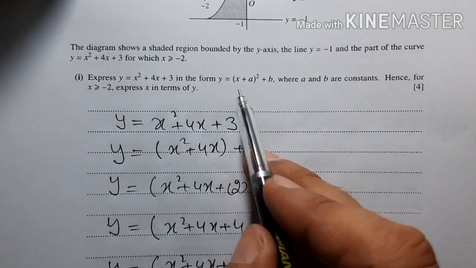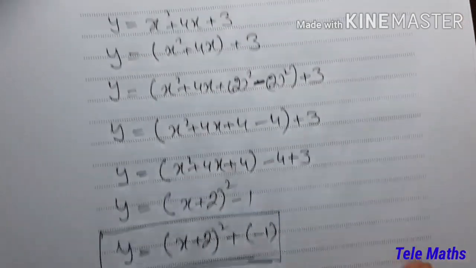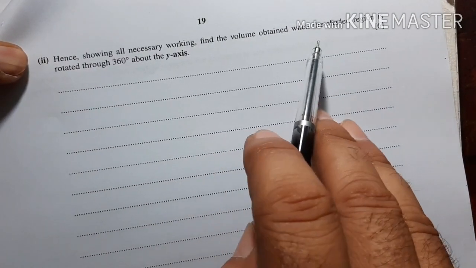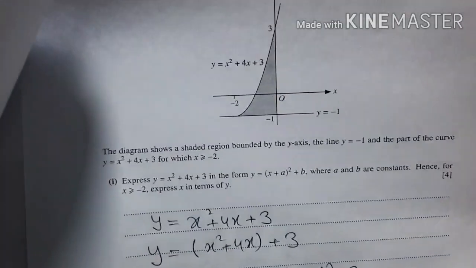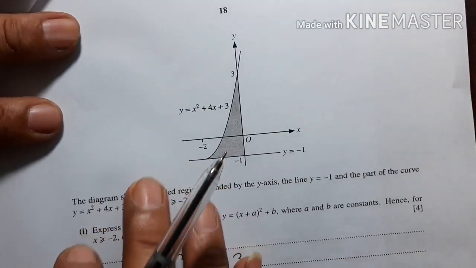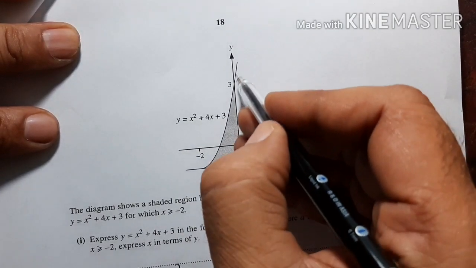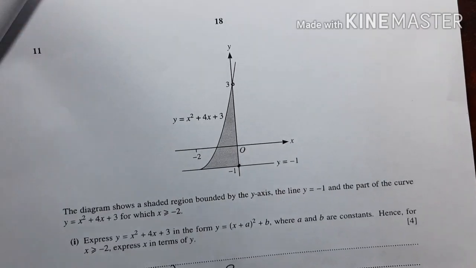If you see (x + a)² + b, this is (x + 2)² + b. This is part 1. The second part is: hence, showing all necessary working, find the volume obtained when the shaded region is rotated 360 degrees about the y-axis. So we need to rotate this shaded region about the y-axis. We need these boundaries, -1 and 3. You need to keep these in mind.